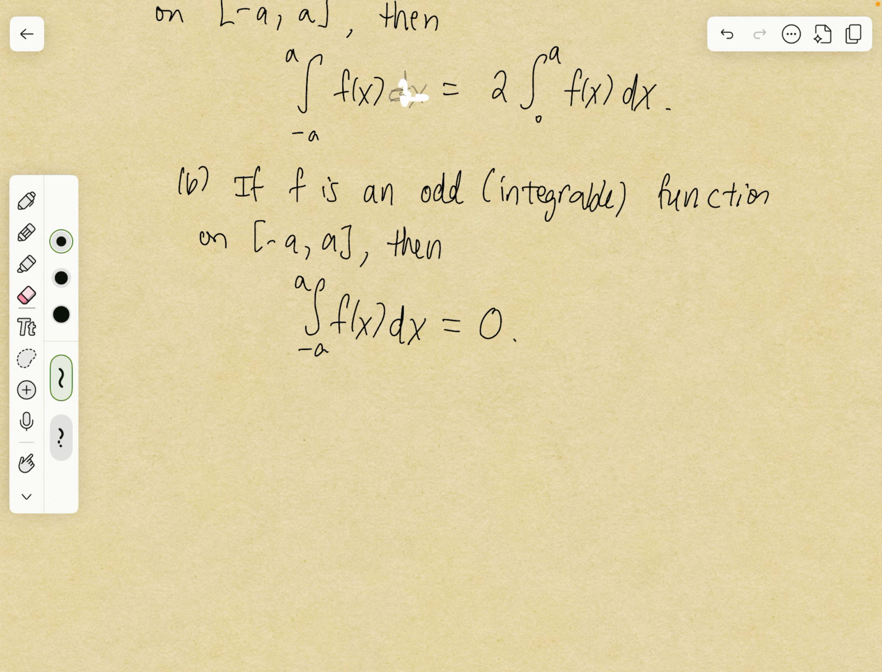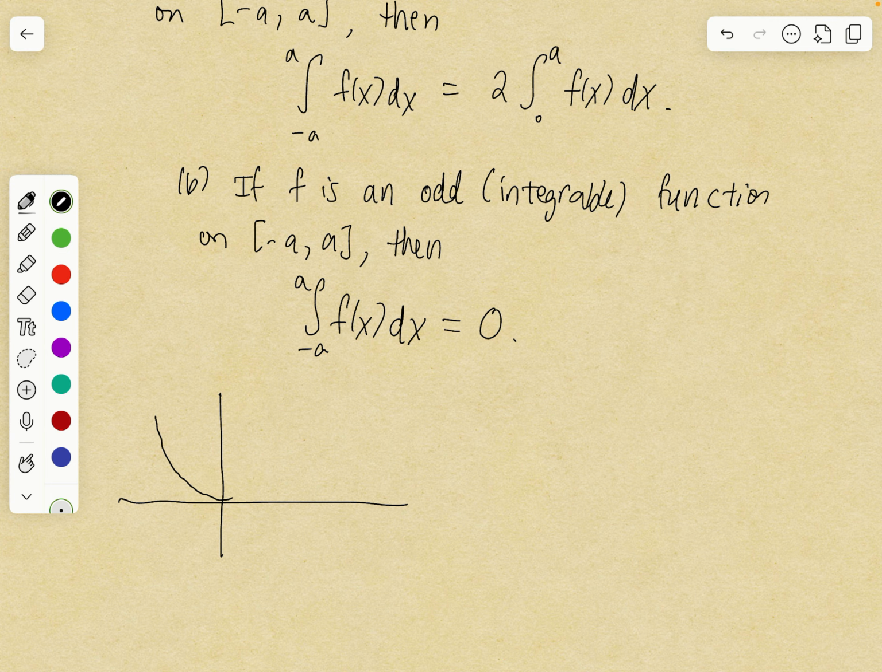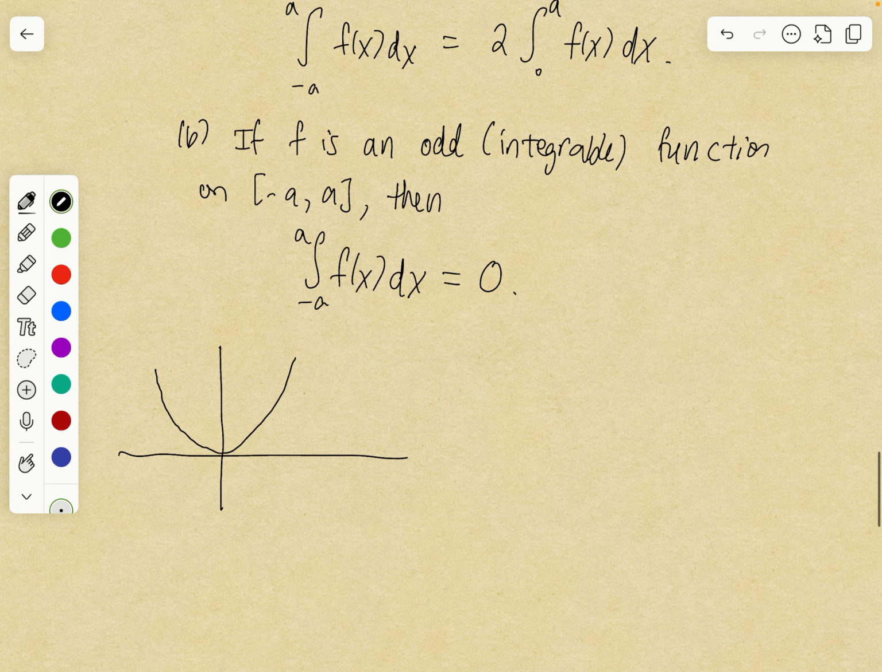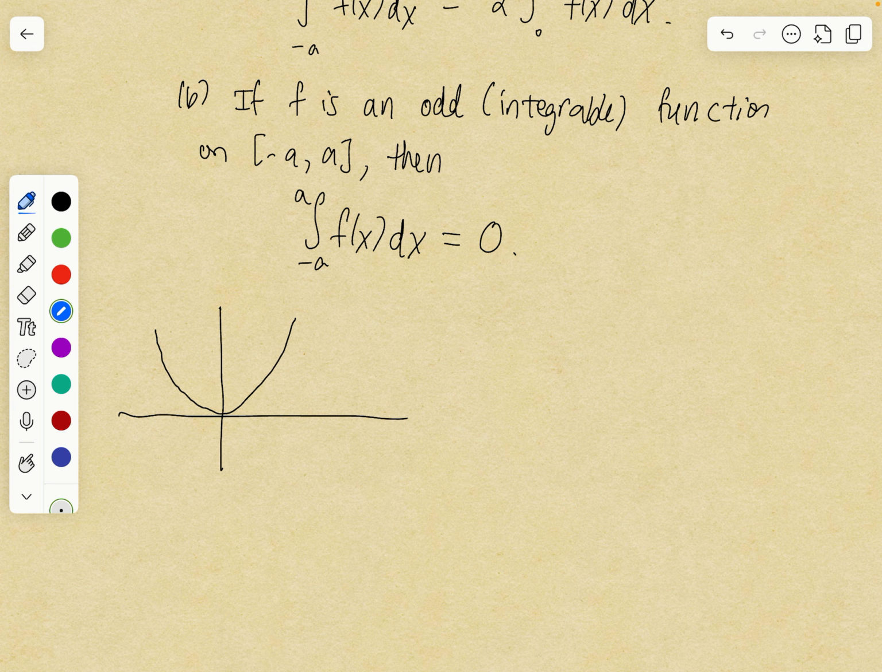So if you have an even function, why not just look at x squared for an example of an even function? So this is an even function. What I'm saying is that if you want to integrate from negative a to a, you can just do the integral from 0 to a and then multiply that by 2. Well, why does that make sense?